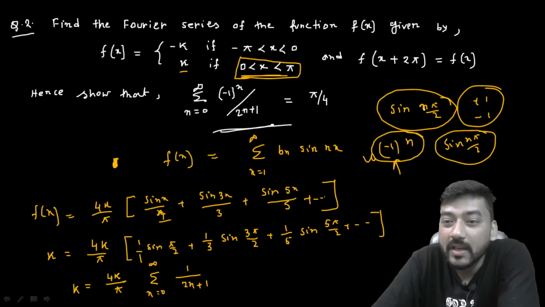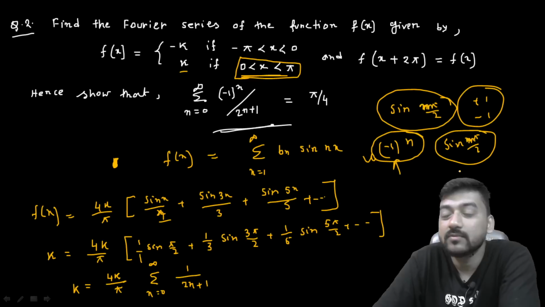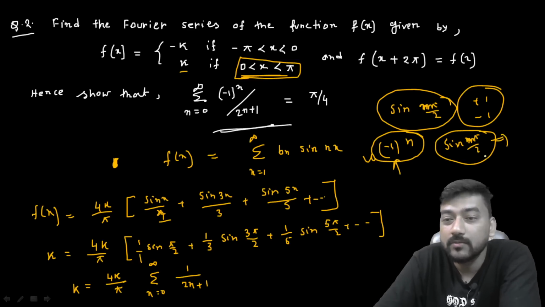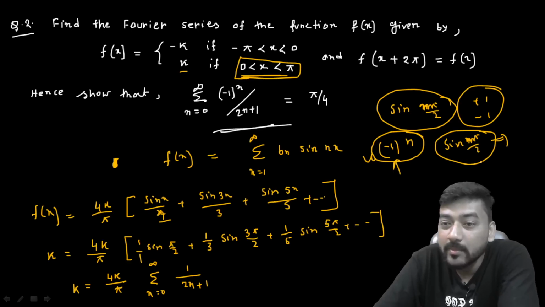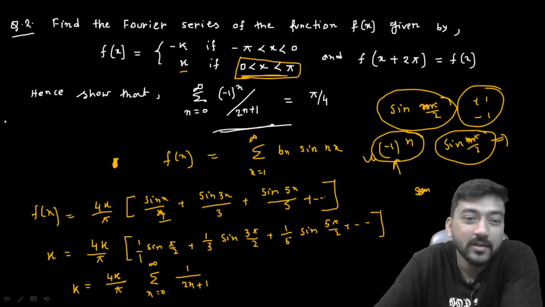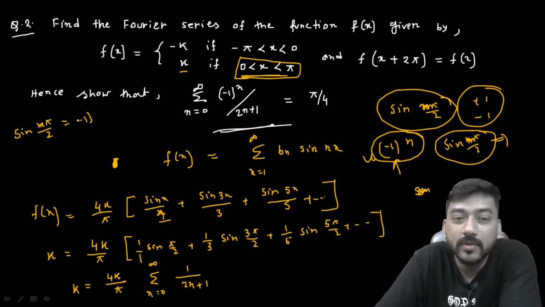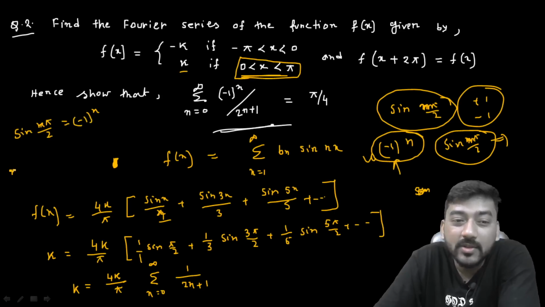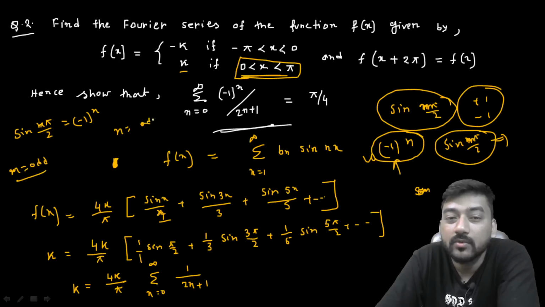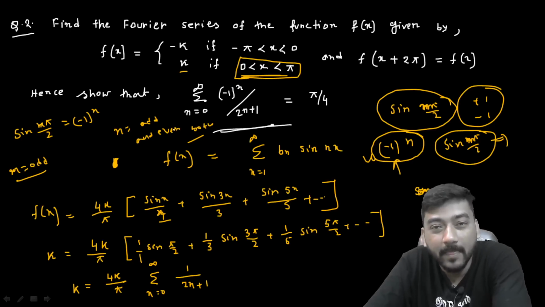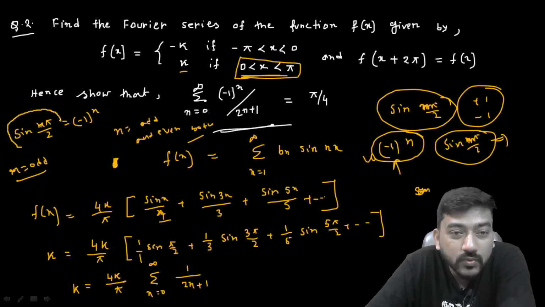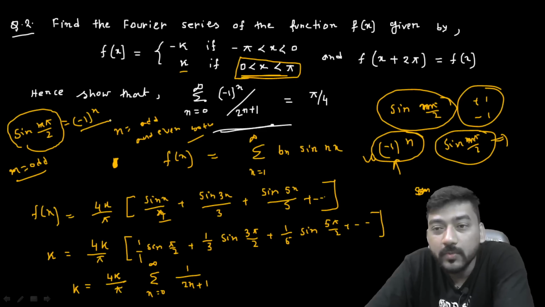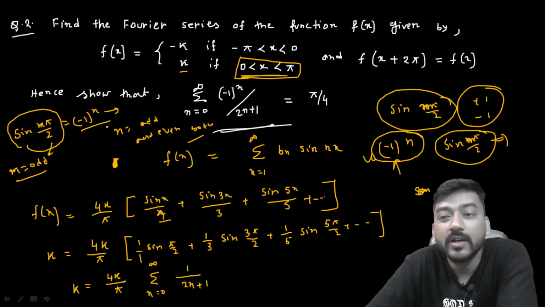Let me put it as sin m pi by 2. So this m will permit only odd values. This sin m pi by 2 is equal to minus 1 whole to the power n. But here m is odd, whereas n takes all values, odd and even both. I think now you are understanding. So sin m pi by 2 is equal to minus 1 whole to the power n only when m is odd, but n is odd and even both.